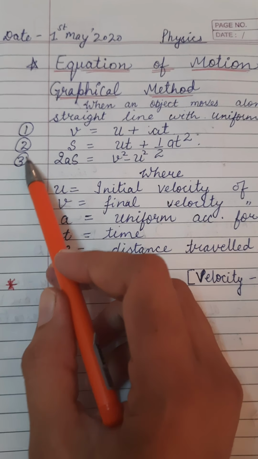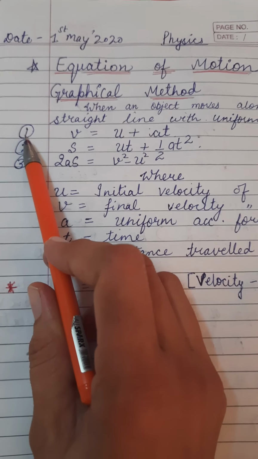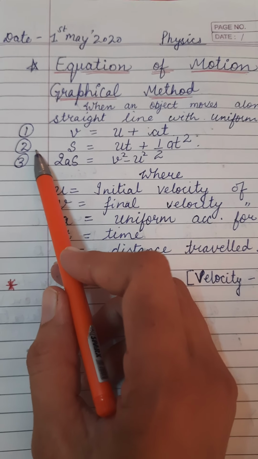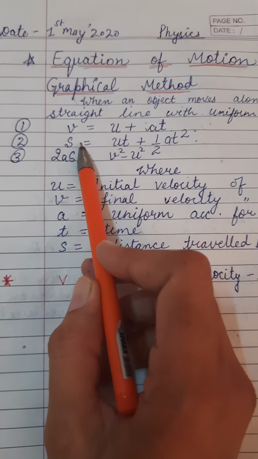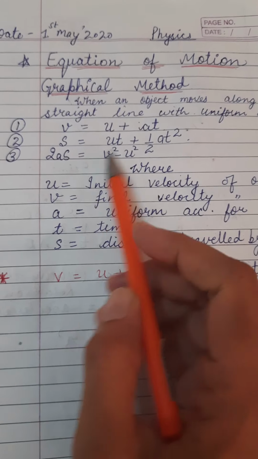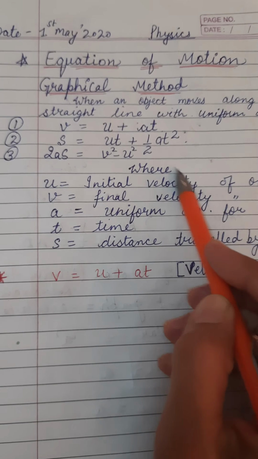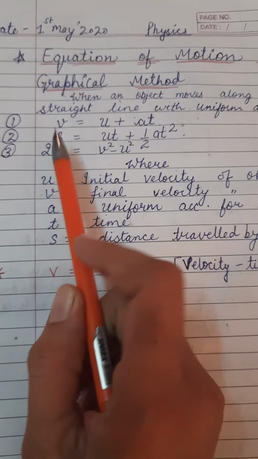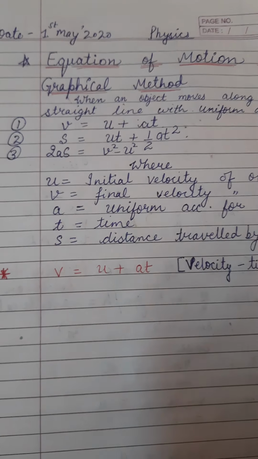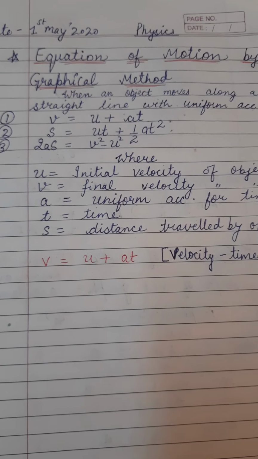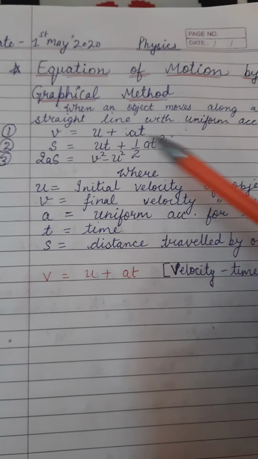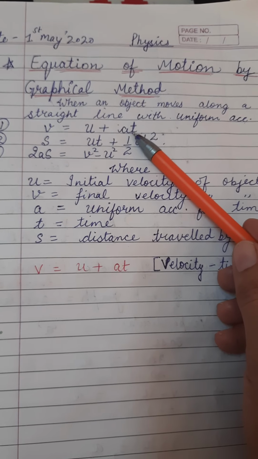These are a fixed set of equations. Whatever is written as first will be considered the first equation of motion, second the second equation of motion, and third the third equation of motion, and it's a very important part for solving numericals. Remember all these equations for solving the numericals. But today we will derive these equations by using graph. We will prove how they come by using graph.